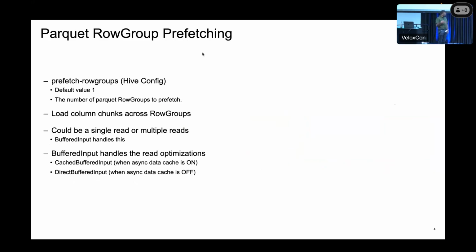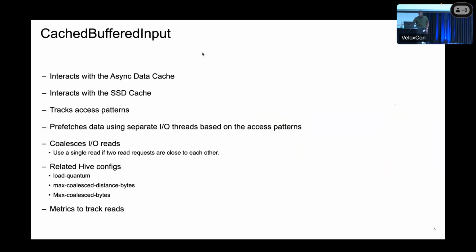So there are two kinds of buffered input. One is the cache buffered input. When you enable the async data cache, it goes to the cache buffered input. And if you disable it, there's a direct buffered input, which is a different kind of buffered input. This is the path that's taken when you have the cache disabled. All right, so I'll focus on the cache buffered input because we all want to use the async data cache, and we want to benefit from that as much as we can.